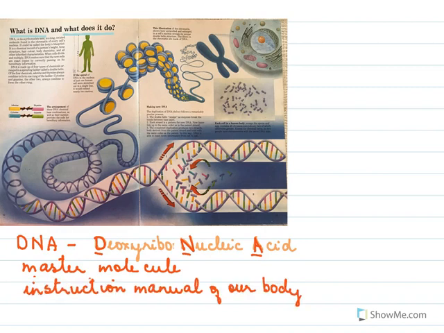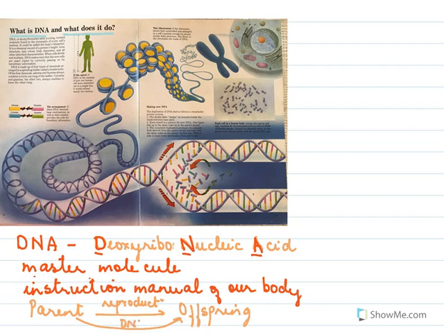And during reproduction, this instruction manual, that's the DNA, passes from the parent to the children or offspring. That's the reason why the offspring look very much like the parent. There is a great similarity because it's the same DNA that passes from the parent to the offspring during reproduction. So what does this DNA look like and where is it present?